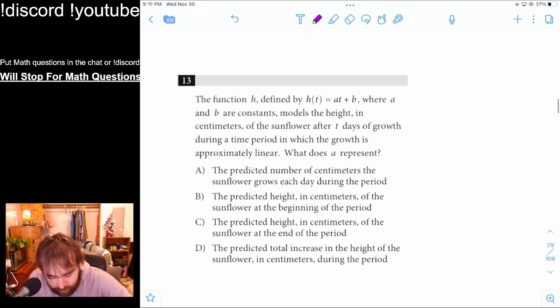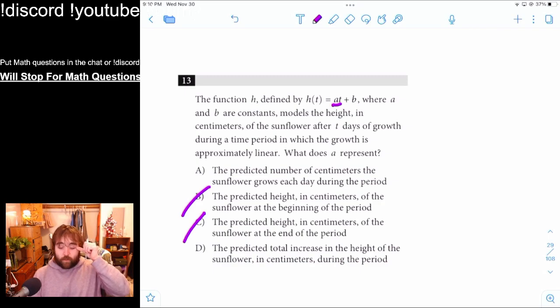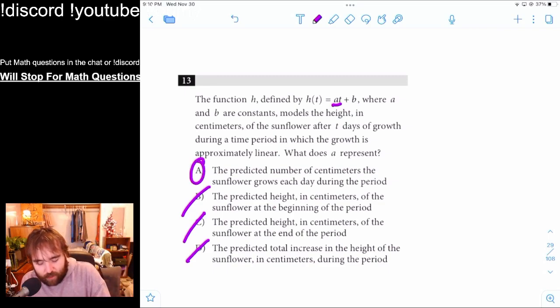What does A represent? That's the slope. So you know it's a rate. So let's see, the predicted number of centimeters it grows each day during the period. That's pretty good, because it's a growth per day. The predicted height in centimeters at the beginning, no, that's the B. The predicted height of the sunflower at the end, no, that's nothing. The predicted total increase of the height. See, that's the one they try to get you with a lot. But the rate is never a total increase. It's always an increase per something. So it's definitely A.